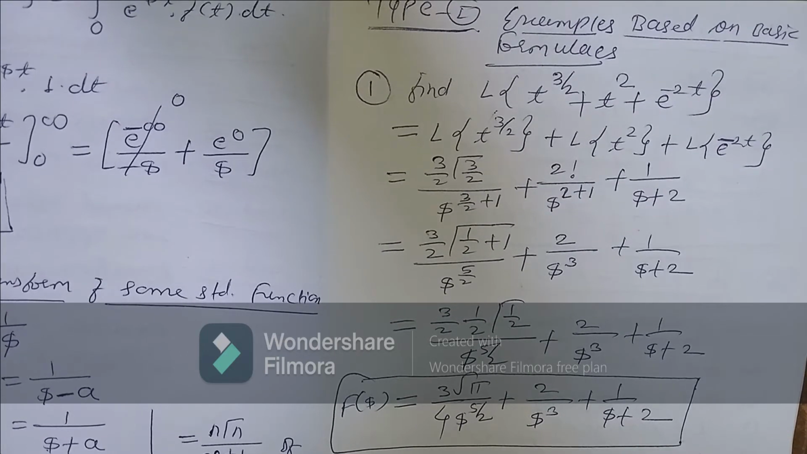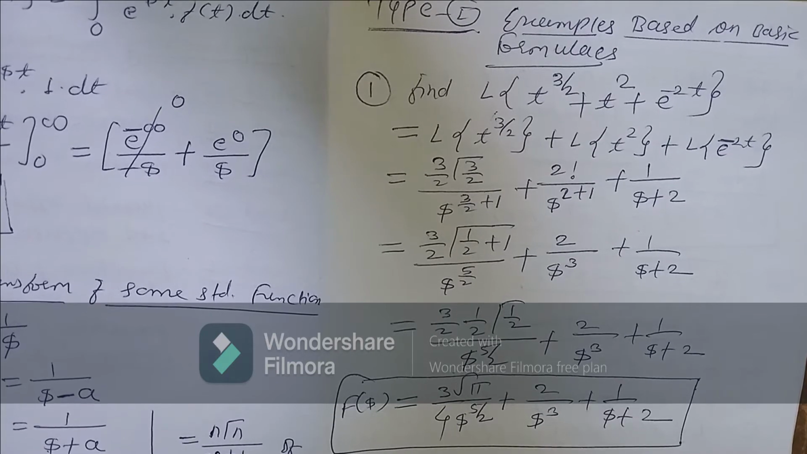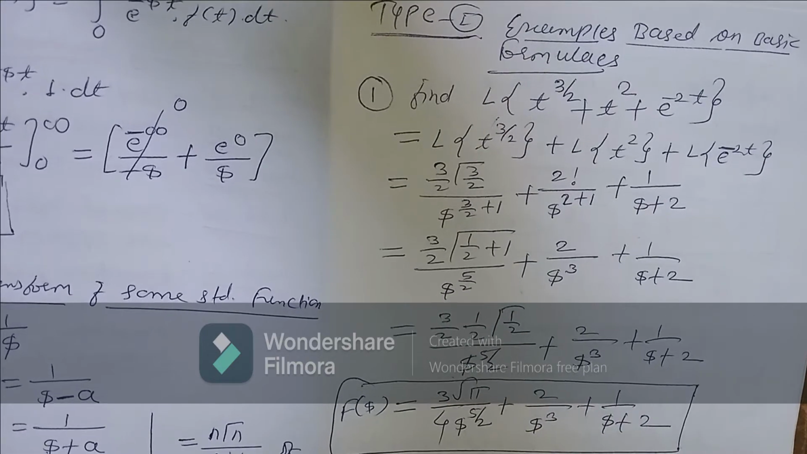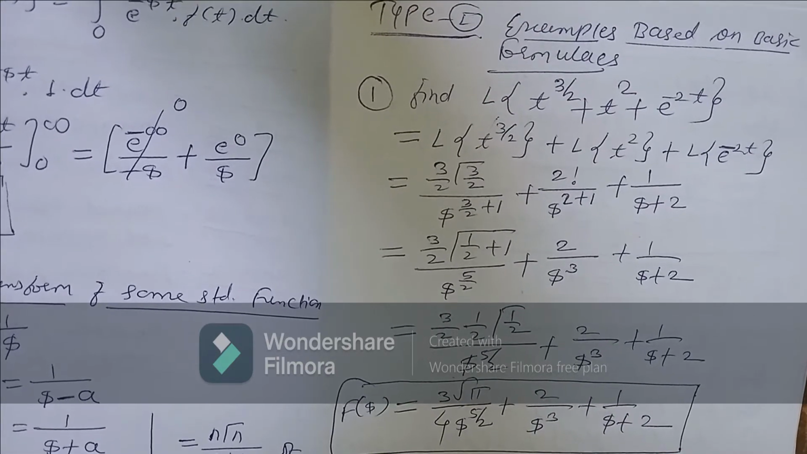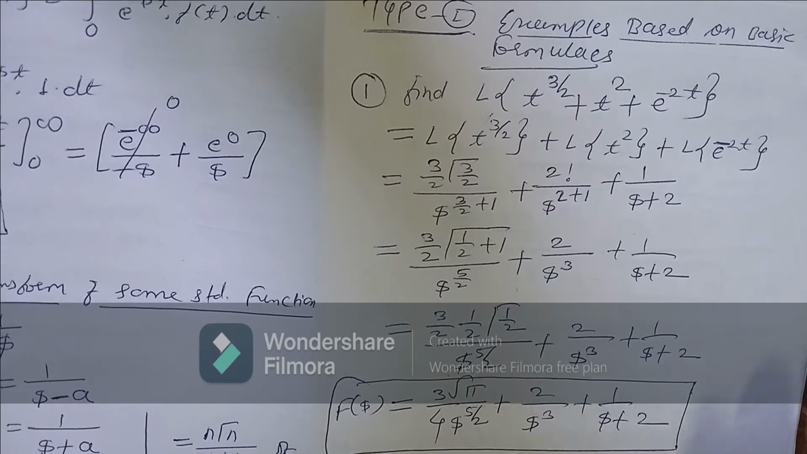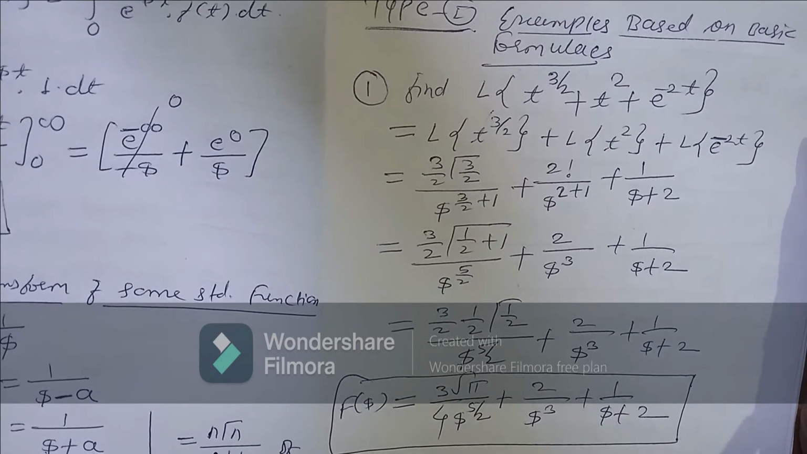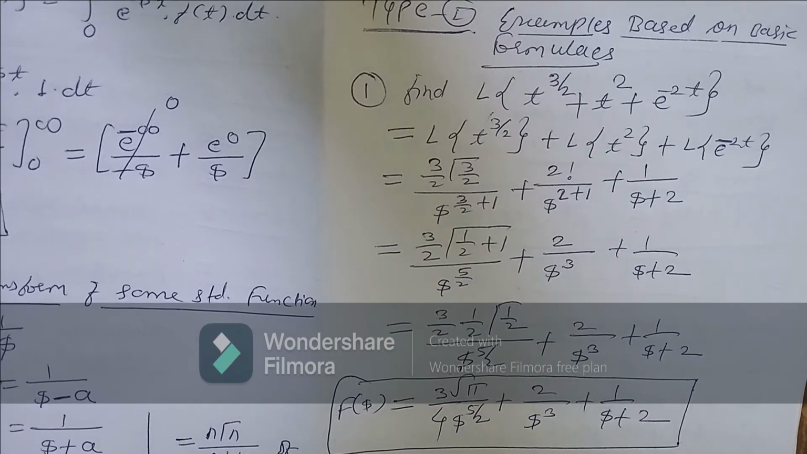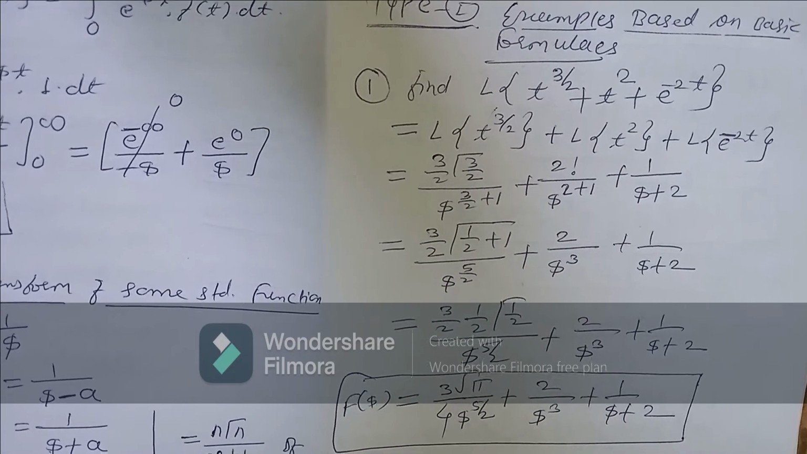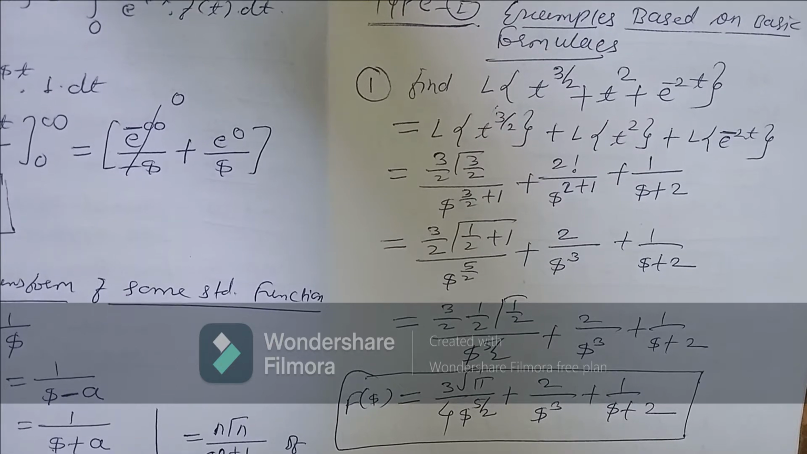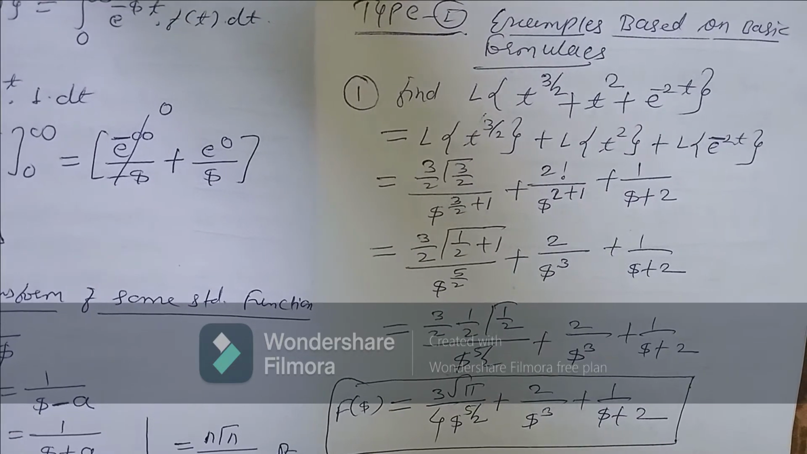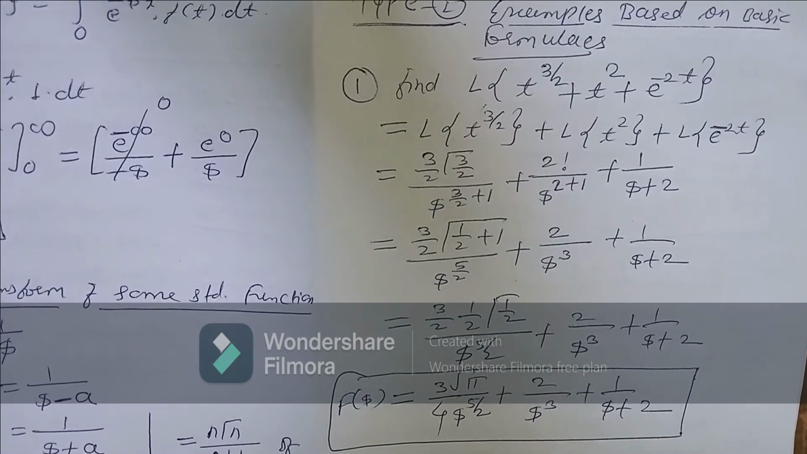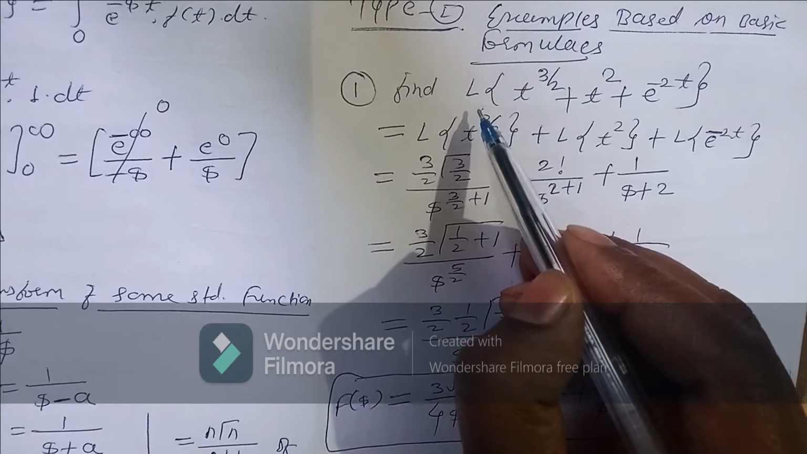We have in previous lecture, in lecture number 1, already started the first chapter of the syllabus, that is Laplace transform. In that we have seen some basic standard formulas of the Laplace transform, and also some rules that are required for solving the numerical. And also we have started type number 1, that is examples based on basic formulas. In that we have solved one numerical in previous lecture, that is this example.